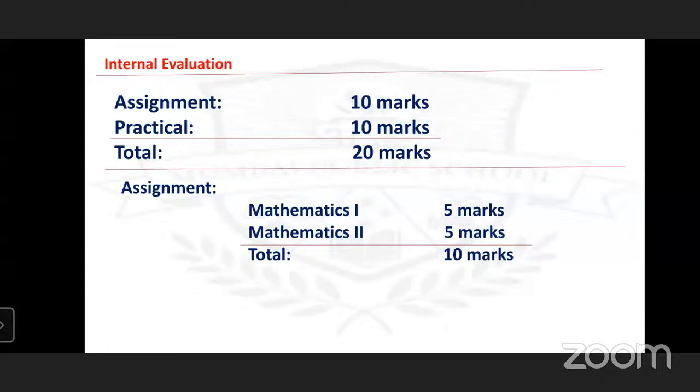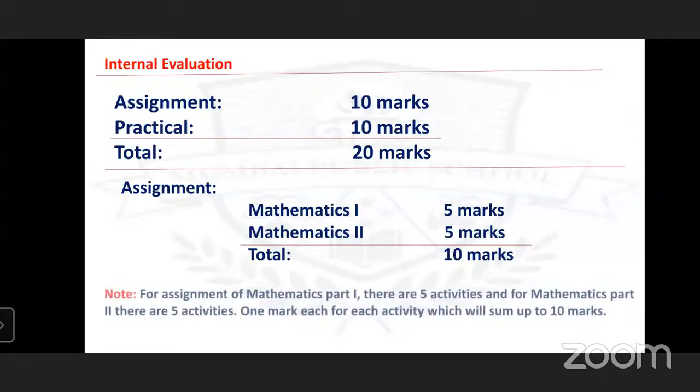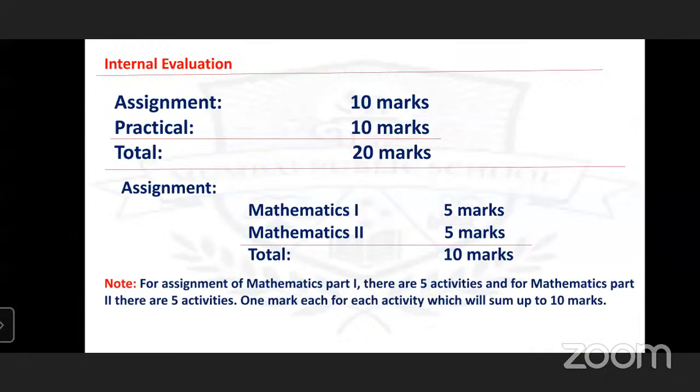Practical is of 10 marks. So let's see. Again, note that for the assignment of maths 1 and maths 2, there are 5 activities, which may be like MCQ type questions. Each activity carries 1 mark. That means 5 marks from maths 1 and 5 marks from maths 2, that is equal to 10 marks. Now we discuss the second part, that is the practical part.